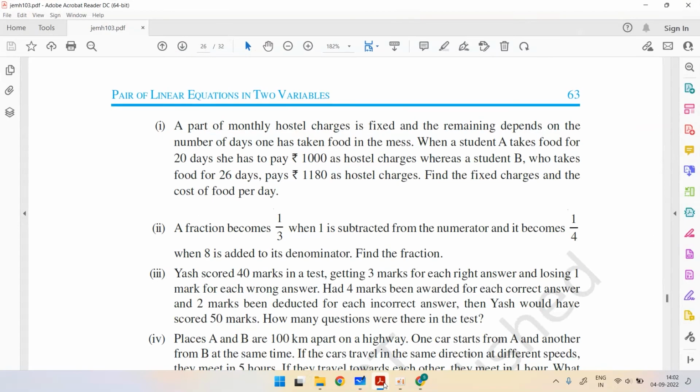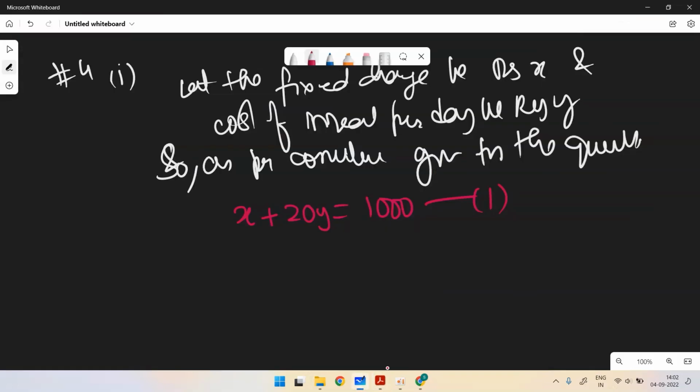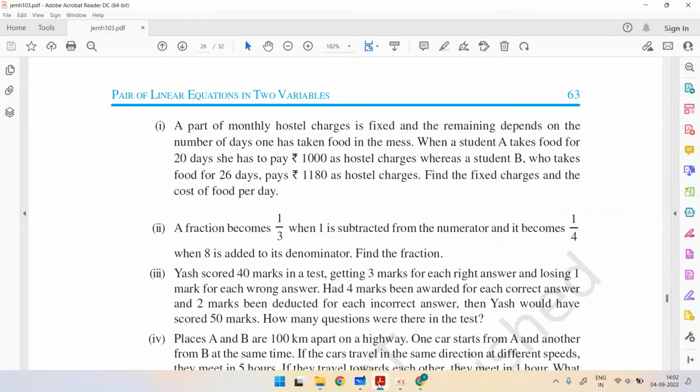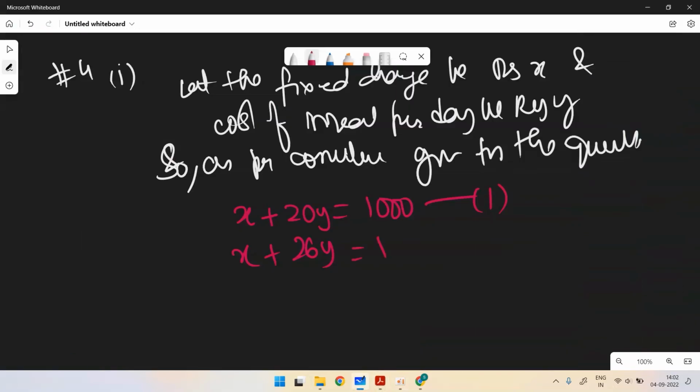Now for the second, B has taken 26 days of food, so the fixed charge will be X only, plus 26Y. She paid rupees 1180.